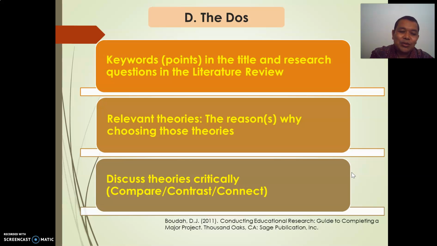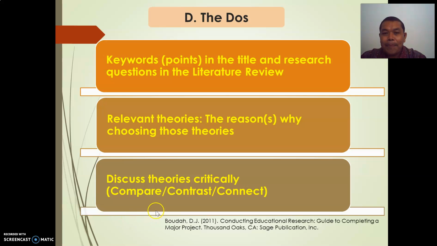So you don't just copy paste and then leave those theories without commenting on them. When you paraphrase and write it down into your chapter 2, always give reasons why those theories are important in your research. That means you discuss the theories critically, by comparing, contrasting, and also connecting.